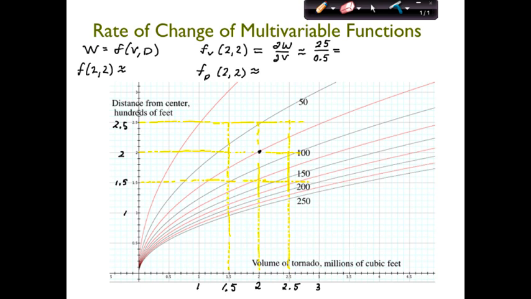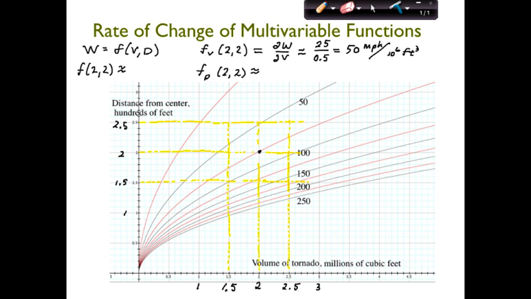So we're just estimating. We're saying about for 0.5 change in volume, we get about a 25 change in wind speed. So units on that, 50 what? Miles per hour, per million cubic feet. Right. That's 1 times 10 to the 6th. You can just say 10 to the 6th. So about 50. Okay.